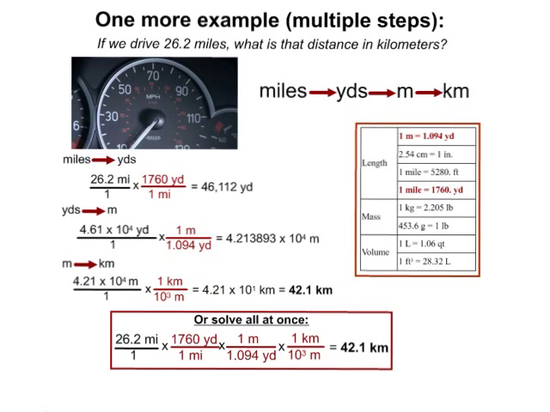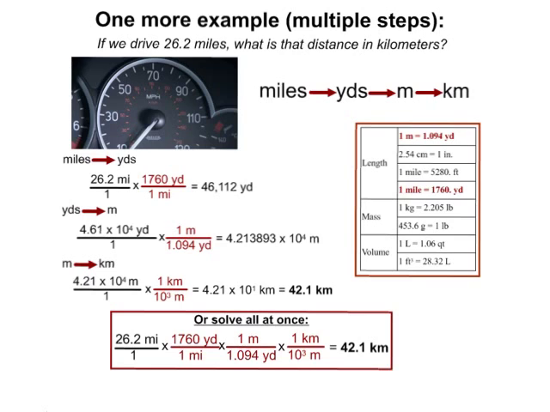We're going to do one that is involving more than one step. Let's say we drive 26.2 miles. What is that distance in kilometers? Now, yes, you can go and you can look up the conversion factor from miles to kilometers. Let's say we don't have that, okay? Let's say these are the only conversion factors we're given. We're going to have to do this in multiple steps.